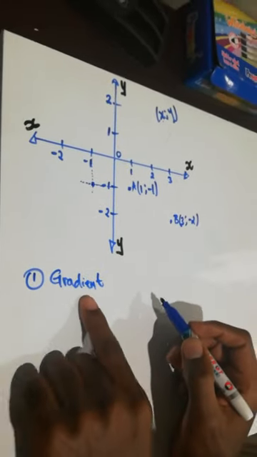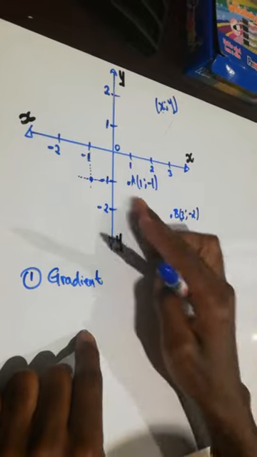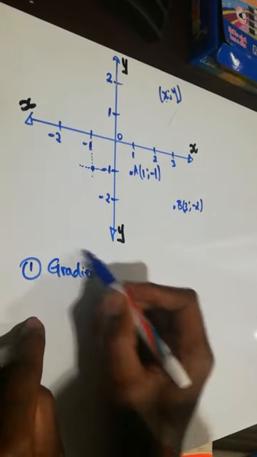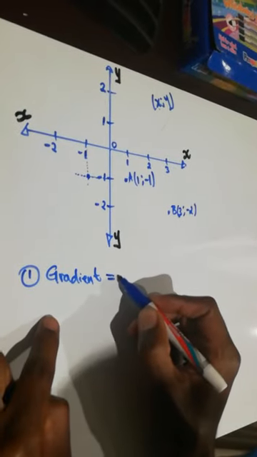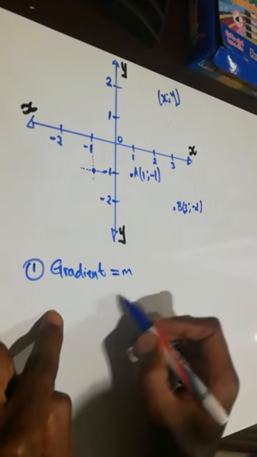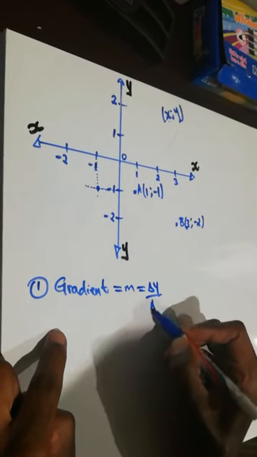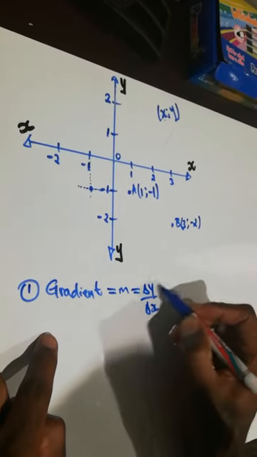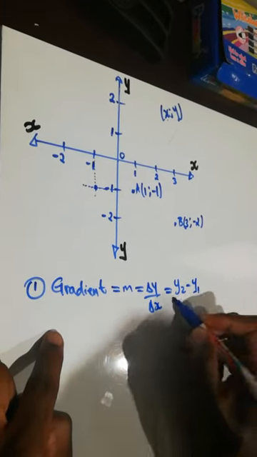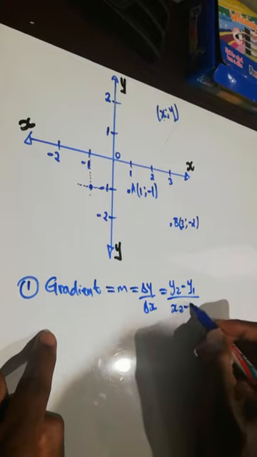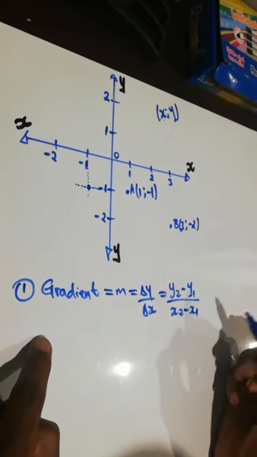Remember, gradient is your slope. So when we calculate the gradient, we're looking for the steepness of this particular slope. And in mathematics, we use symbols. The symbol for gradient is a small letter m. And the equation for gradient is change in y over change in x, which can be written like y2 minus y1 all over x2 minus x1. This is the change that we are talking about.